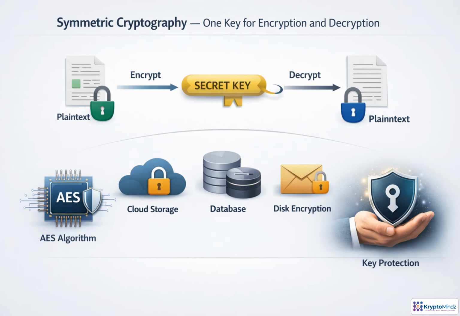Symmetric cryptography is like having one powerful key that both locks and unlocks a vault. You use that same secret key to turn readable data into ciphertext and back again. The most common engine behind this is AES, which is everywhere in cloud systems, protecting disks, databases, and storage services. The big trade-off is key management. If that single key is stolen, every piece of encrypted data becomes readable.